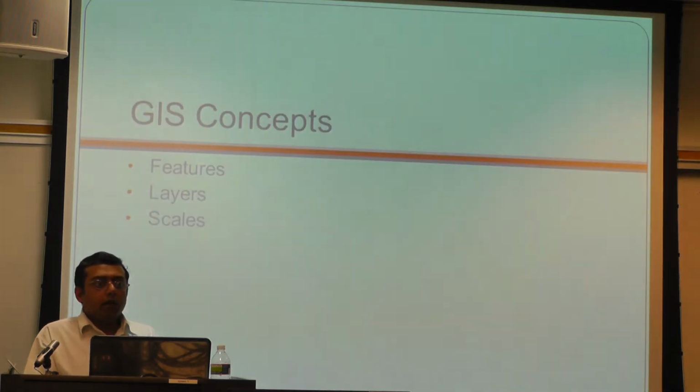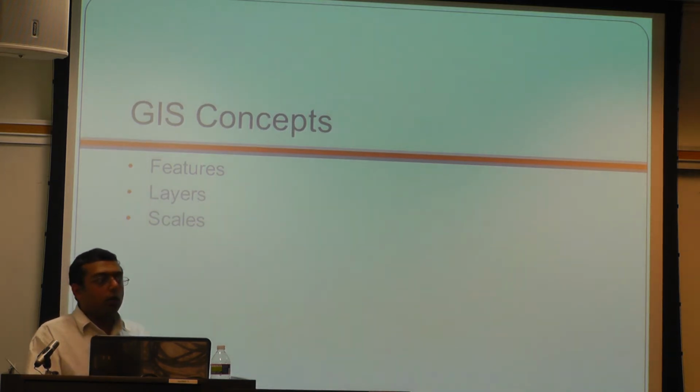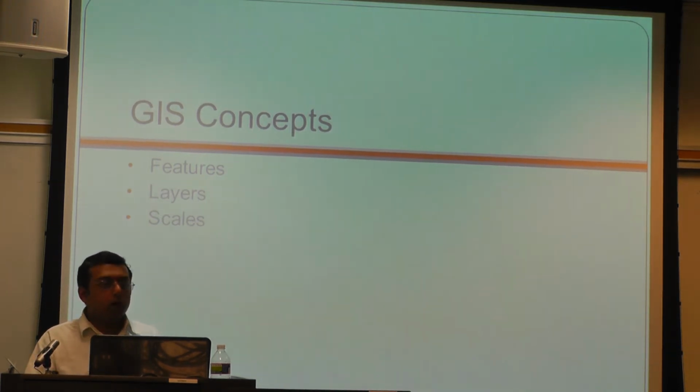So we now delve in a little more detail into GIS concepts. We are going to learn 3 of them now. One is called features, one is called layers, and the third are called scales. So what are features? Features, remember, like I mentioned before, are basically real-world objects on a map. But features come with 4 components.